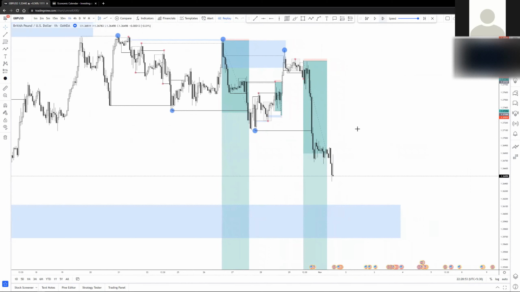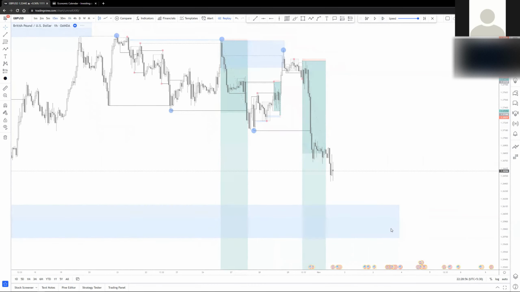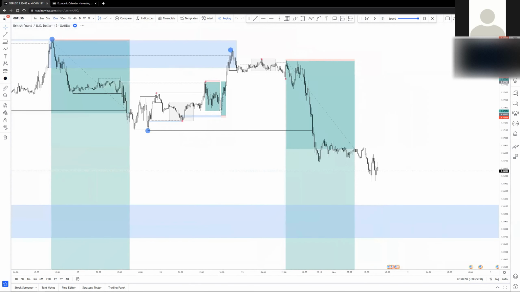And now you can see that right now this was a consolidation. I did have a, yeah, let me refresh this.